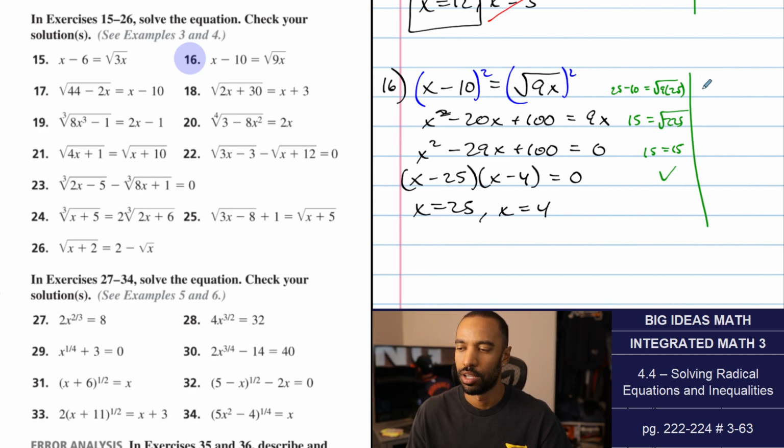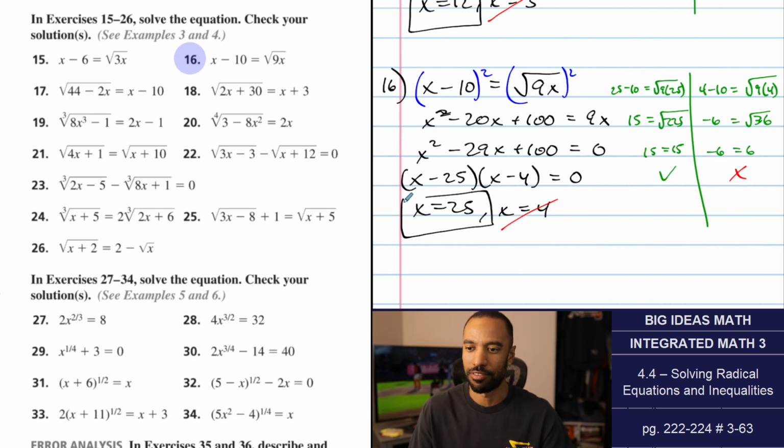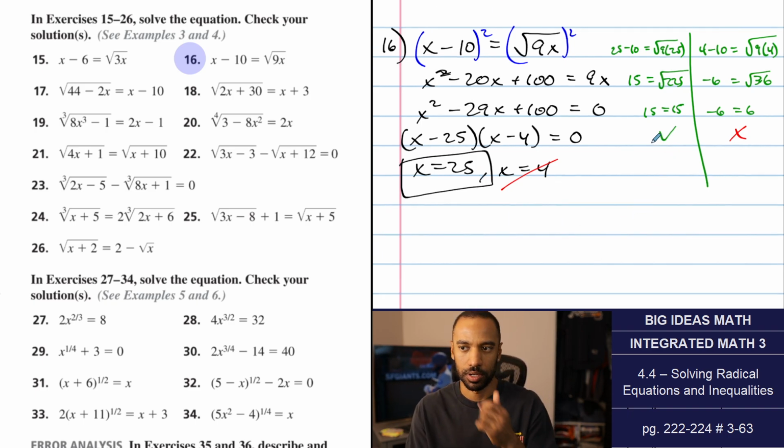Let's check on 4. 4 minus 10 is negative 6. And you can see where the wheels start turning already. Square root of 36, and negative 6 equals 6 is no good. x equals 4 is no good. x equals 25 is our only good solution. So once again, we have another extraneous one.